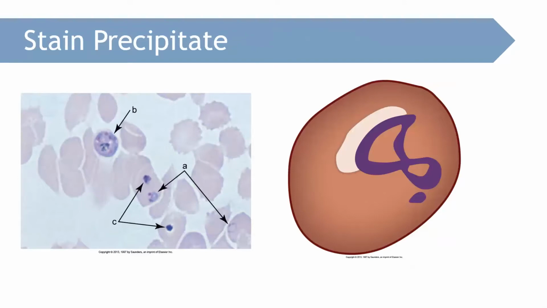We also have stain precipitates that resemble malarial parasites but appear bluer on Giemsa stain. However, they vary in size. Let's say for example, this A and this one are malarial parasites. This A shows ring forms and mature schizonts. Those are malarial parasites. But this C, and also this one, are just stain precipitates.